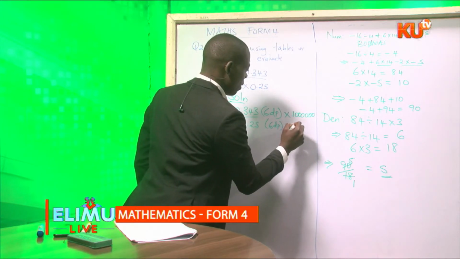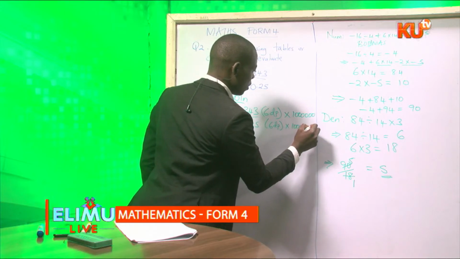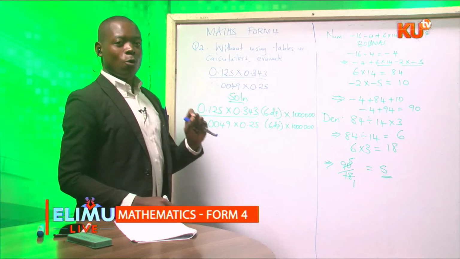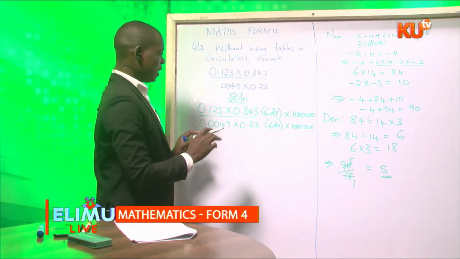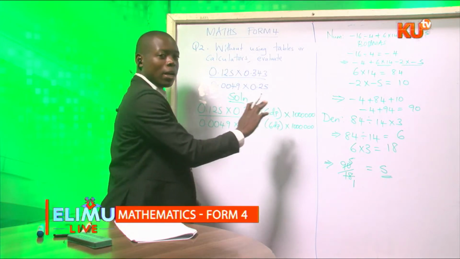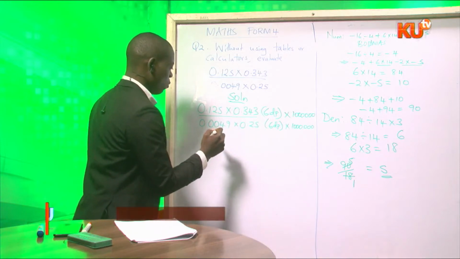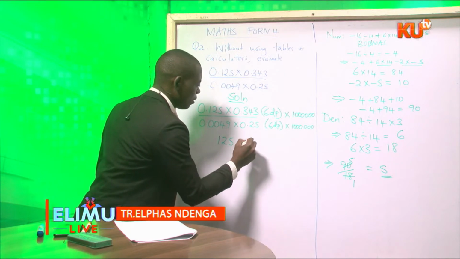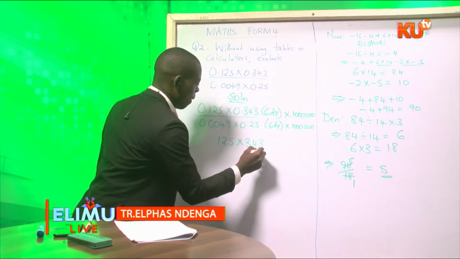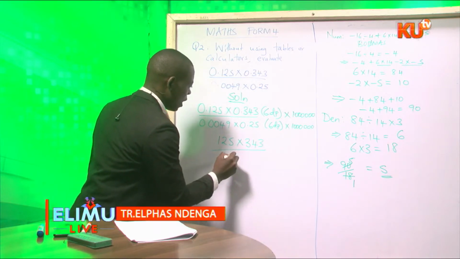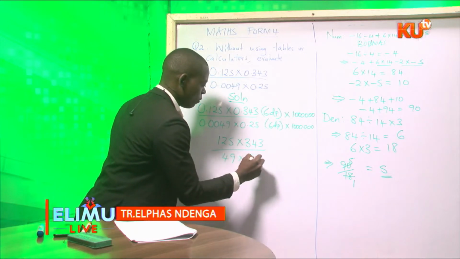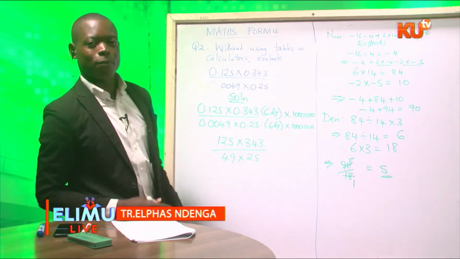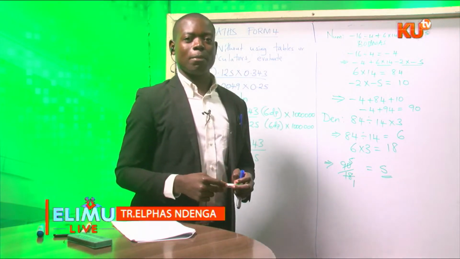Again, multiply by 1 million. The 1 million, or the 6 places, takes out the decimal places from both. So what do we have? 125 times 343 over 49 times 25 over 49 times 25. What is our next step, students?